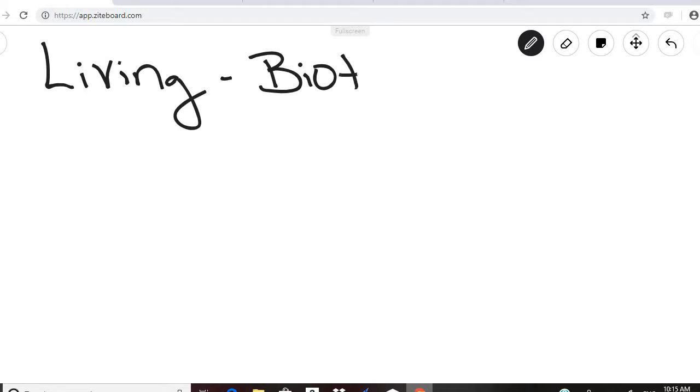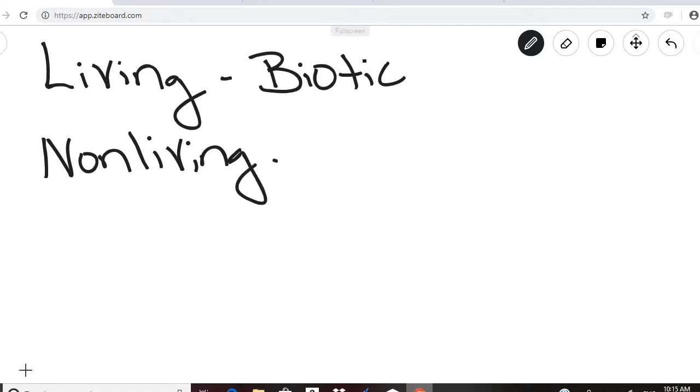So obviously the environment includes both living and non-living things, so we use different terms. For something that is living, we use the term biotic, and for non-living, we use the term abiotic. So a means not, and biotic means living, so not living.